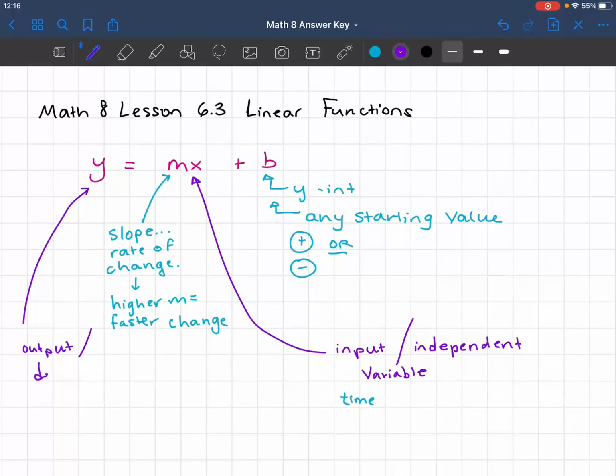Y represents your output or your dependent variable. We say it's dependent because it depends on what you put in here for x. So y is affected, or the output is affected, by whatever we put in here. And we're going to do an example of the type of word problem you're going to see in your homework so that you can figure out what that means. Real quick, another note that you should take: if your slope is positive, that means you're gaining. And if your slope is negative, that means you're losing. So keep that in mind.